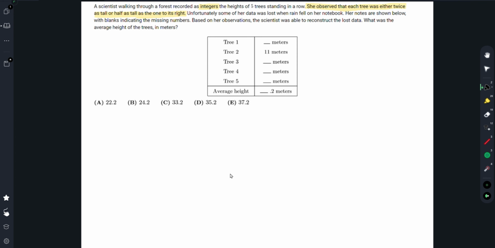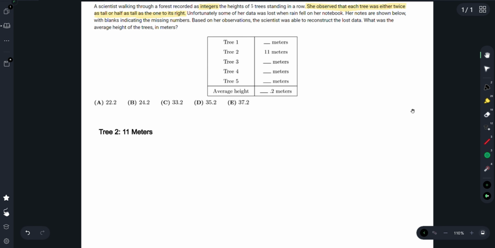Based on her observations, the scientist was able to reconstruct the lost data. What was the average height of the trees in meters? So let's see. First of all, we know tree 2 has a height of 11 meters.